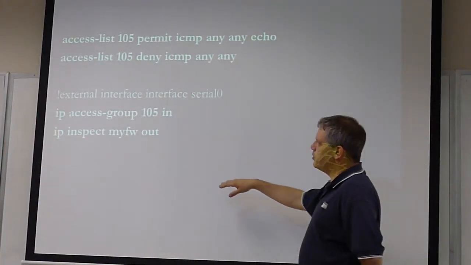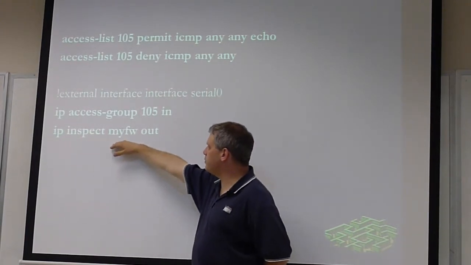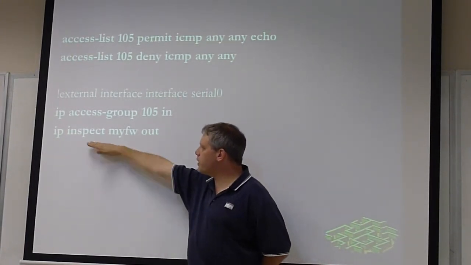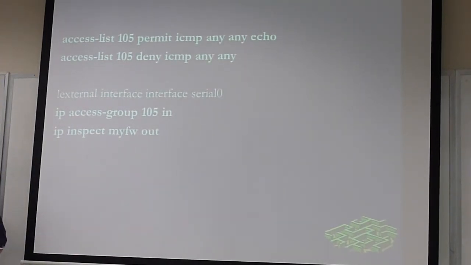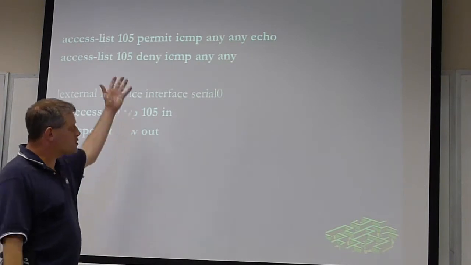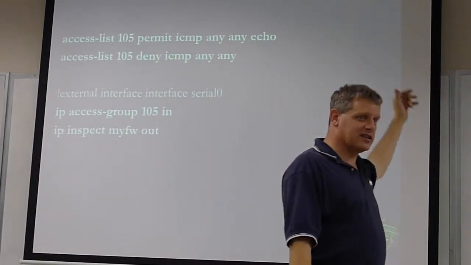Okay? And then we would put in ip inspect my firewall out. What inspection is going to do is, if I have traffic that goes outbound from my PCs, and it's established, that connection coming back in is going to be allowed, regardless of what I have up there on that access list.